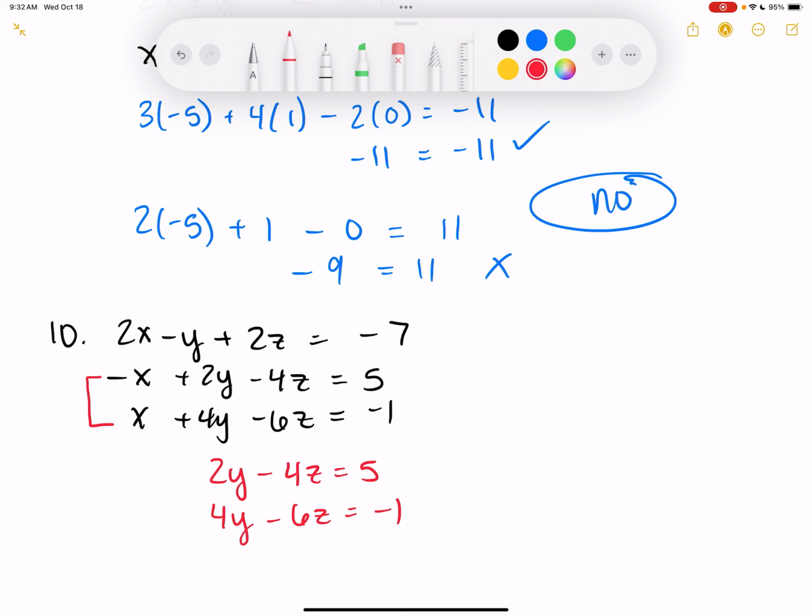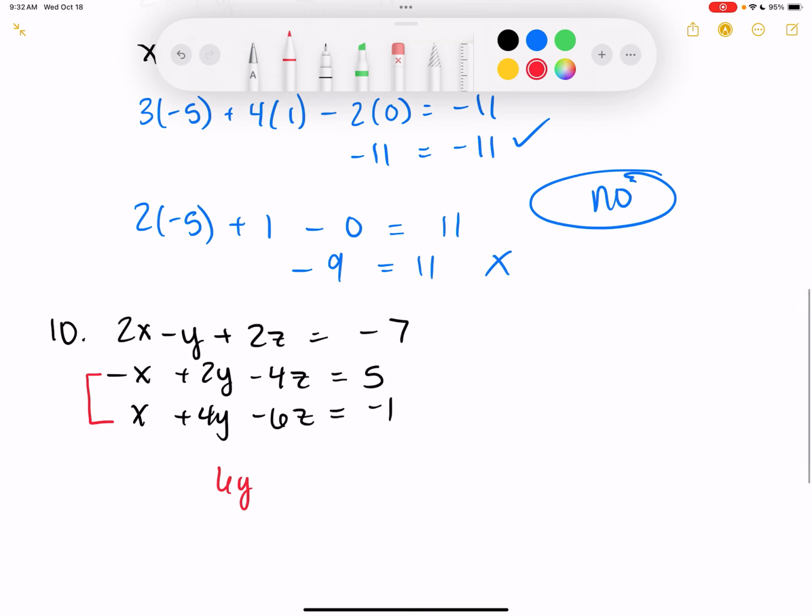Oh wait, pause. I need to actually add them together. Back up. Go ahead and add them. You can rewrite them if you want, but just go ahead and add them. Just the two. We canceled the x's, and I was just going to rewrite them and then combine them, but we don't need to do that. Just combine them right away. So 6y minus 10z is equal to 4. There we go. Just save a step.